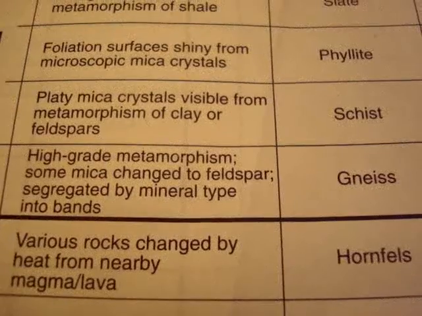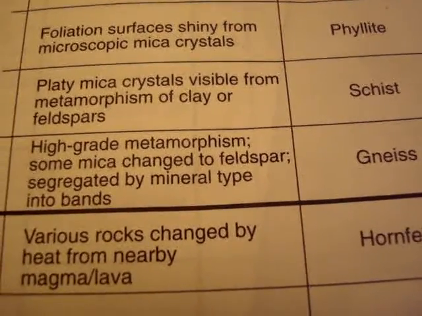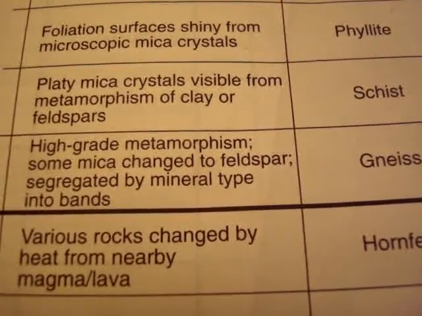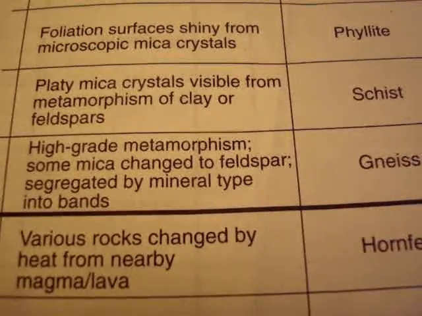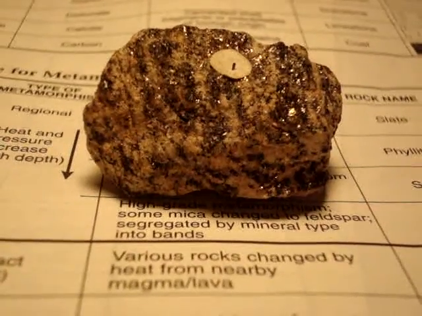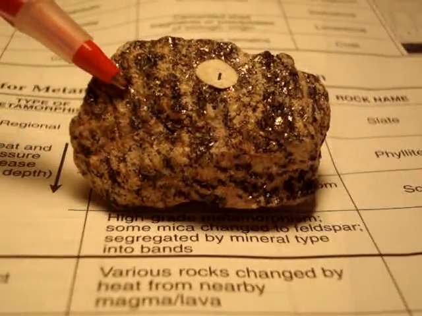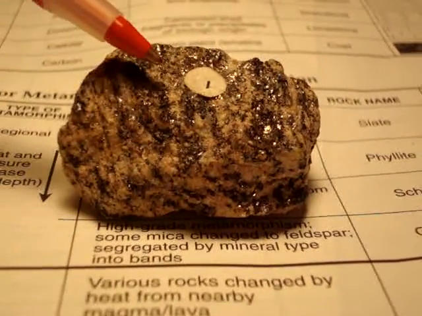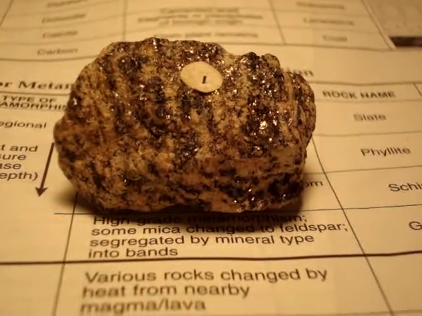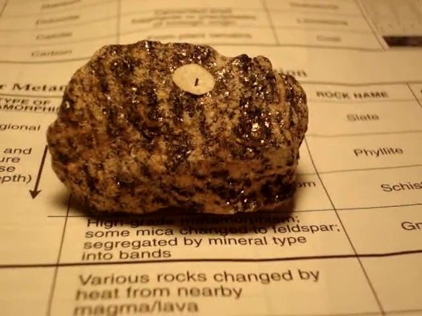Our third example is gneiss. The G is silent. So gneiss is a high-grade metamorphism of schist. Now some mica crystals change to feldspar and are segregated by mineral type into bands. If you look closely at this example of gneiss, you can actually see the alternating bands of light and dark. See, it's light, dark, light, dark, and so on and so forth. So this is an example of a metamorphic rock exhibiting banding, where you have tight mineral alignment.